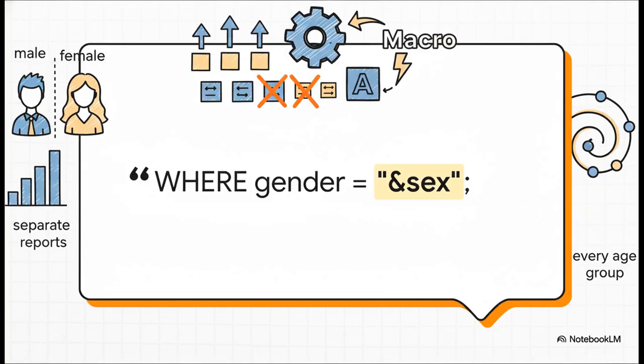What if you needed to create separate reports for males and for females, or maybe for every single age group in your data? Sure, you could copy and paste your code over and over and over, or you could automate the whole thing with something called a macro. And the key is this one little line of code you see right here.